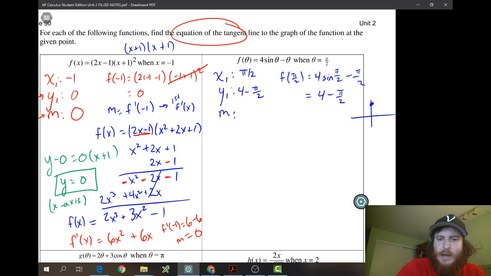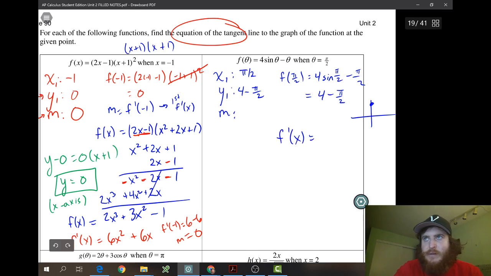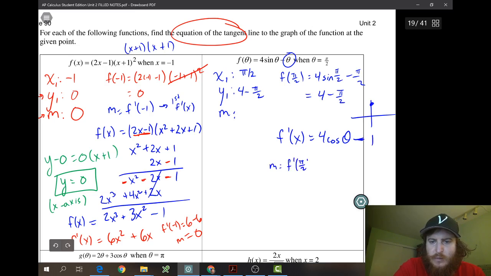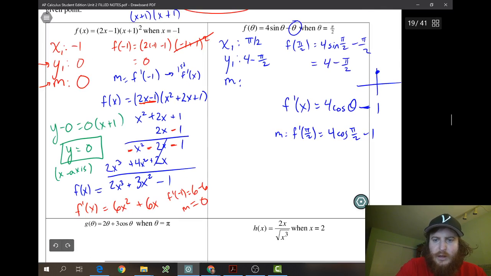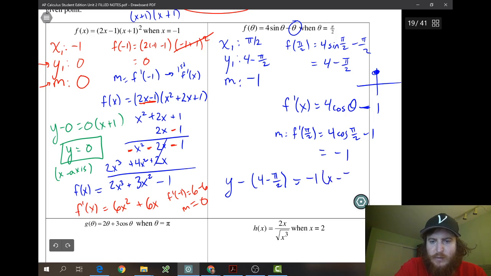For m, before we can do m, we first need f prime of x. We memorize that the derivative of sine is cosine. So 4 cosine of theta, minus, and this is just like an x, so the derivative of x would be 1. So this is minus 1. Now for m, we plug in pi over 2. So we get 4 cosine of pi over 2 minus 1. The cosine of pi over 2 is 0, so that's 0 minus 1, which is negative 1. Now we write y minus, in parentheses, 4 minus pi over 2, equals negative 1 times x minus pi over 2. And this can be our answer.